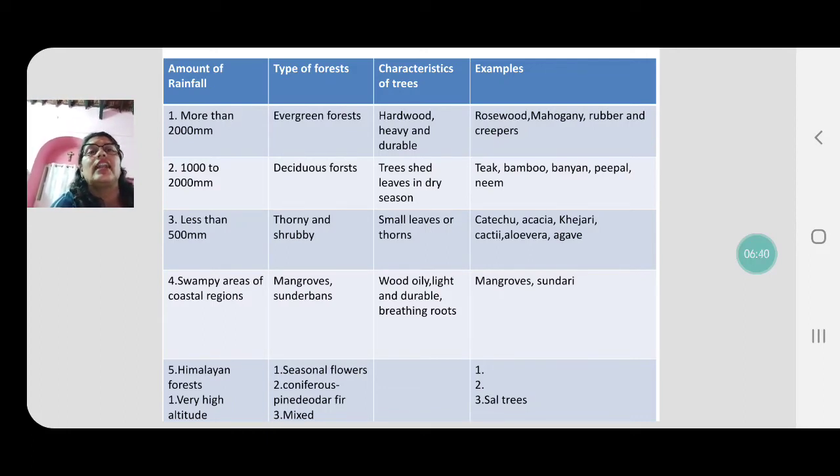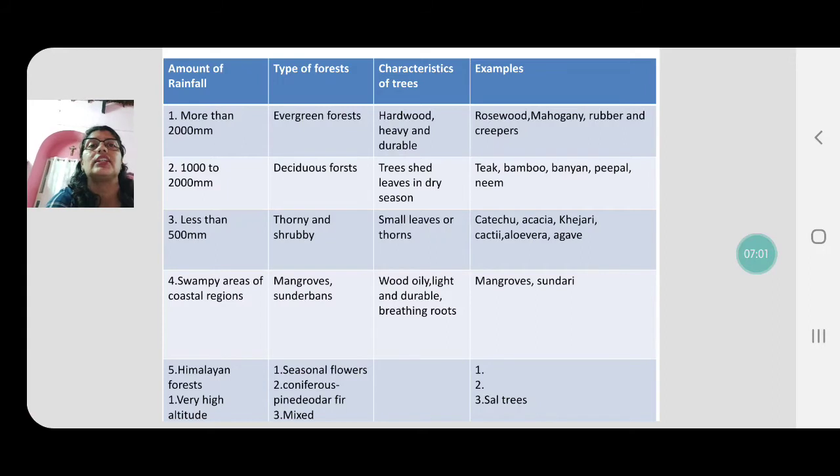Then another type of forests are found in regions which receive 1000 to 2000 millimeters of rainfall, and that is most part of India shown in light green. And these are the deciduous forests. The trees shed their leaves in dry season, in early summer. It's quite common that we find the trees shedding leaf.